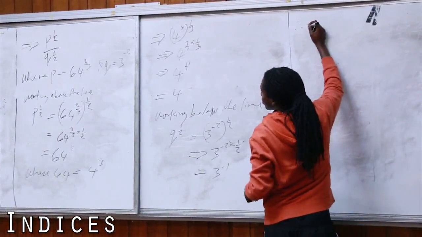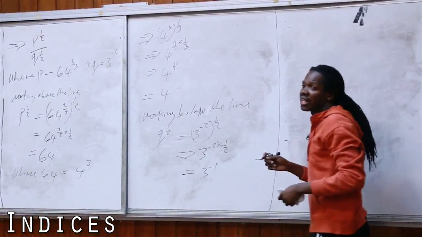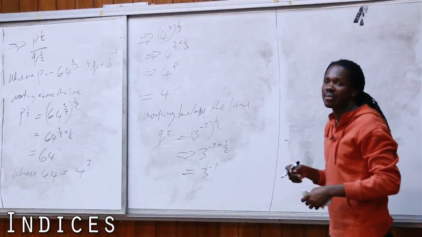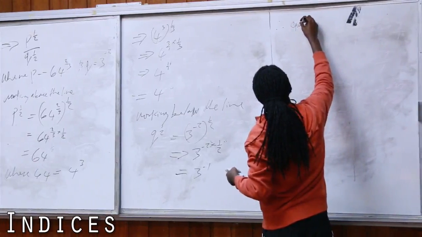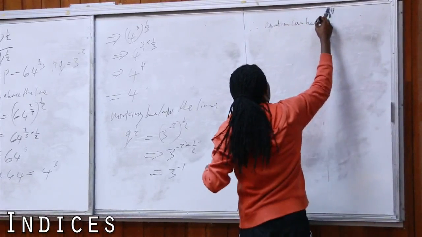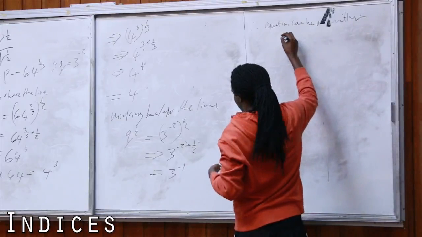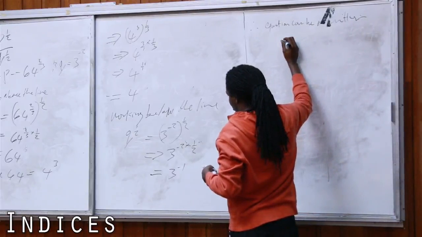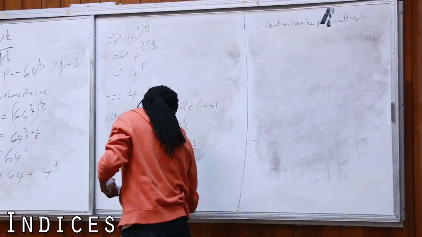Therefore, this is not an equation. This is a... can't remember the word, so I'm going to say equation. Equation can be rewritten, W-R-I-T-T-E-N. Sorry, this doesn't finish. This implies 1/3.